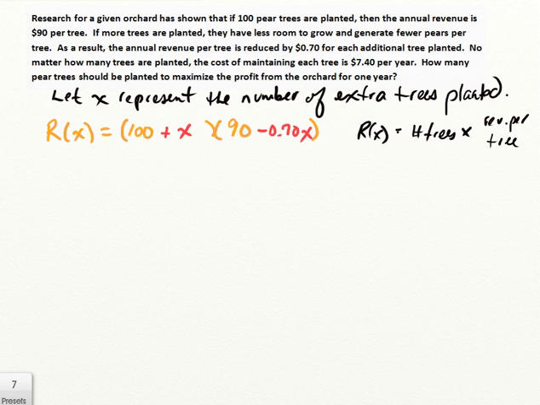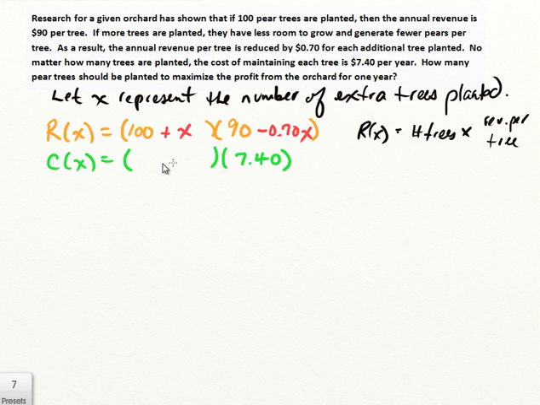Okay? All right, let's take a look at the cost equation. Cost equation, very similar. It's going to depend on the number of trees, and then the cost associated with each tree doesn't vary at all. It just says it's $7.40 for every tree.